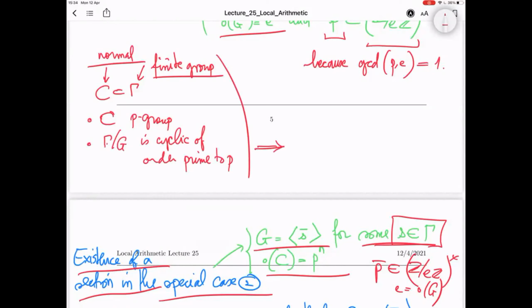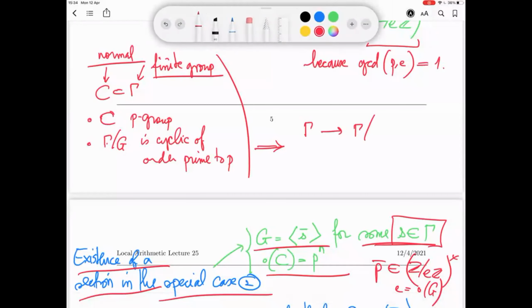And the conclusion is that this projection, gamma to gamma modulo C here, right? There's no G. That this projection admits a section.